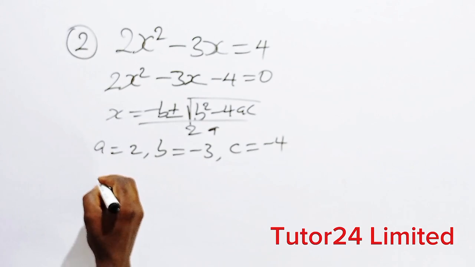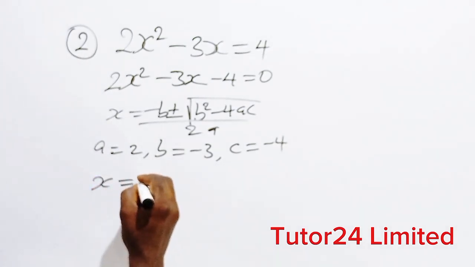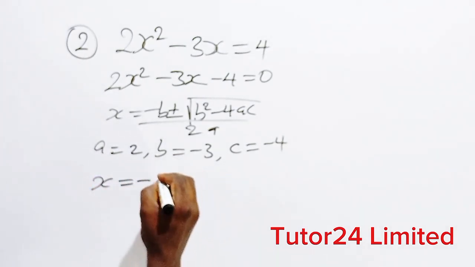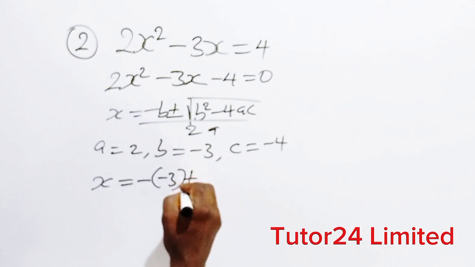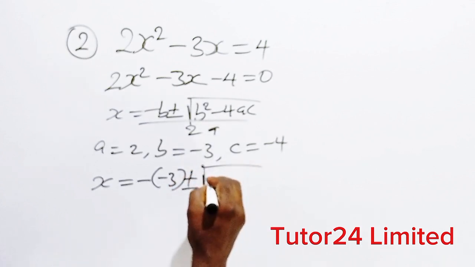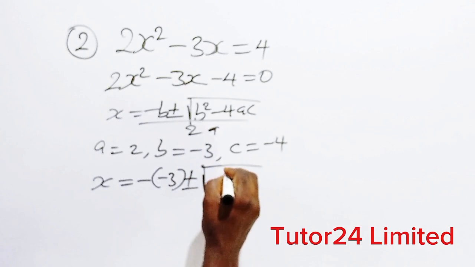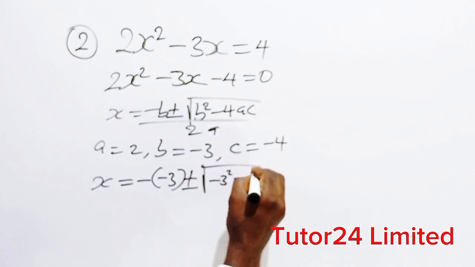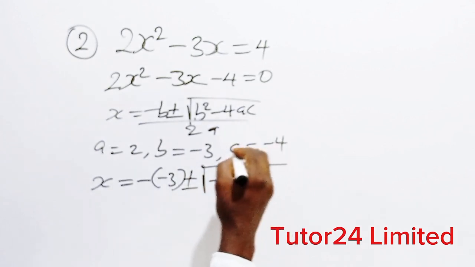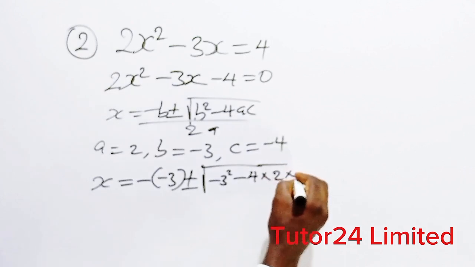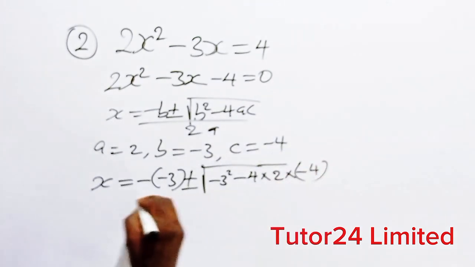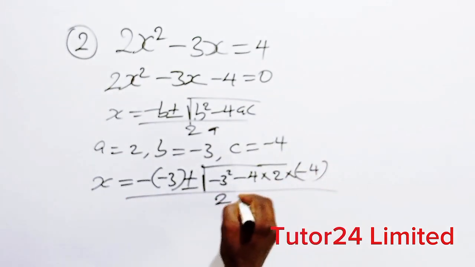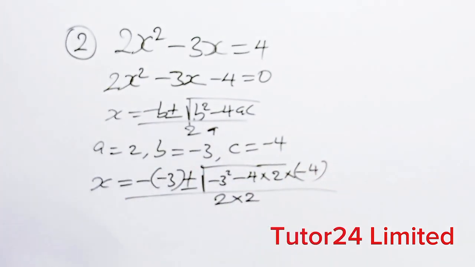So we are going to have x equal to minus b. Our b is minus 3, so we have minus minus 3 plus or minus the square root of minus 3 squared minus 4 times our a, which is 2, times our c, which is minus 4, all over 2 times 2, which is our a.